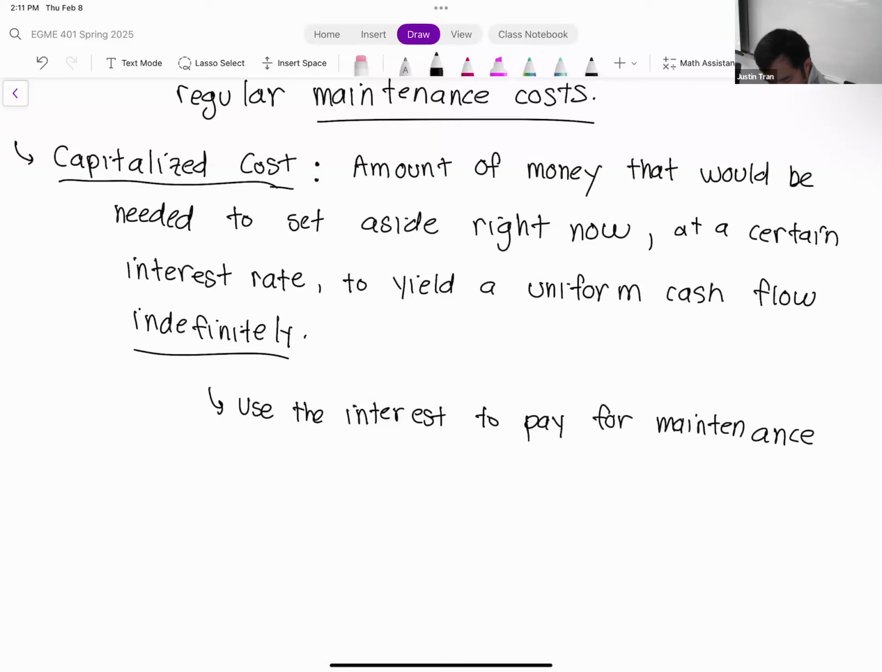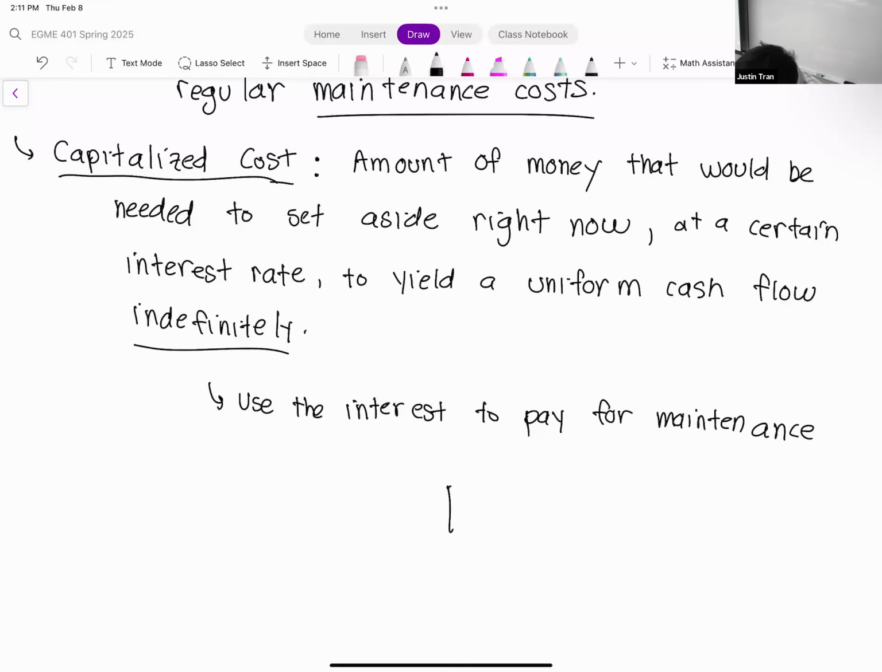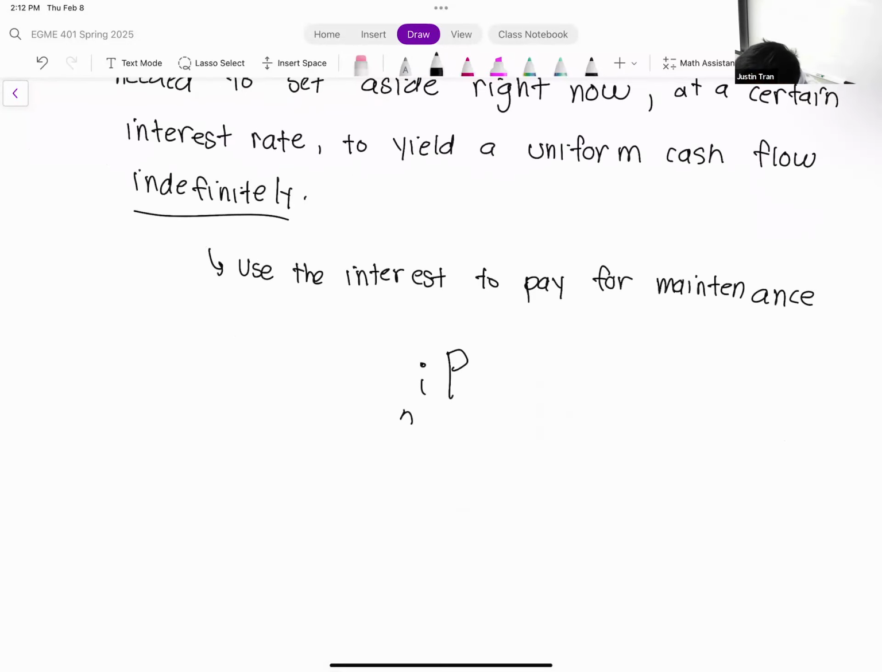And so the formula for this is very simple. Let's say that you're setting aside a very large amount P. Remember, P is our symbol for a present sum. To compute the amount of interest that you earn from that investment, you just multiply it by the interest rate. This right here is your interest rate.